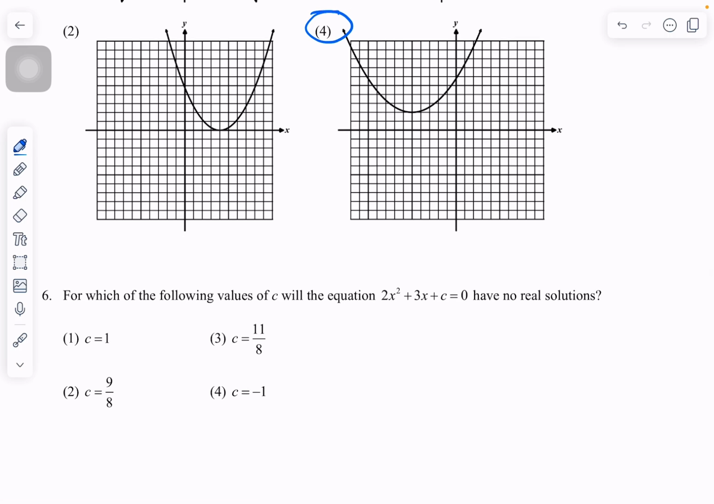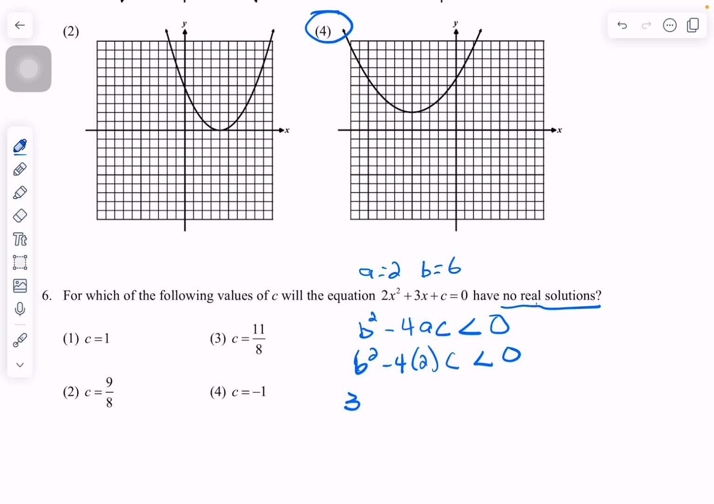Now, this one, all we have to do, will have no real solution. So when we talk about the solutions, we can talk about just the discriminant, b squared minus 4ac. For it to have no real solutions, it would have to be a negative number, so that's less than 0. So a is equal to 2, and b is equal to 6. So we end up with 6 squared minus 4 times 2 times c is less than 0. This becomes 30.